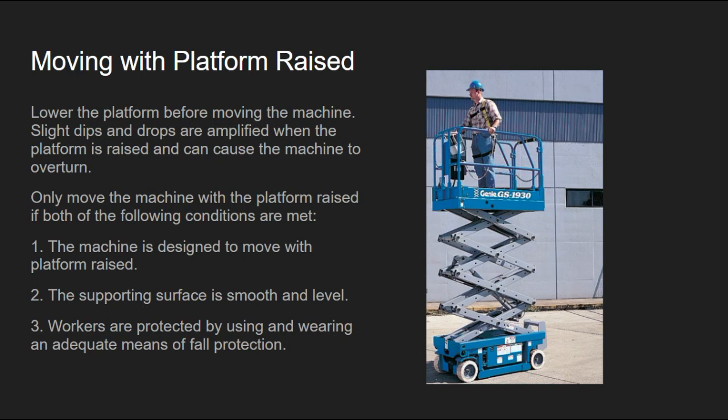Moving with the platform raised. Remember our goal to take 5 to stay alive? Lower the platform before moving the machine. Slight dips and drops are amplified when the platform is raised and can cause the machine to overturn. Only move the machine with the platform raised if all of the following conditions are met: the machine is designed to move with the platform raised, the supporting surface is smooth and level, and workers are protected by using and wearing an adequate means of fall protection.